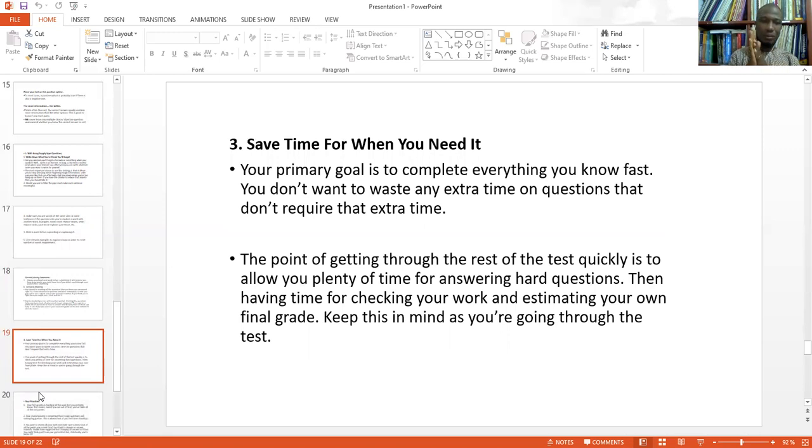Then we go to point three. Save time for when you need it. Your primary goal is to complete everything you know fast. You don't want to waste any extra time on questions that don't require that extra time. The point of getting through the rest of the test quickly is to allow you plenty of time for answering hard questions, then having time for checking your work and estimating your own final grade. Keep this in mind as you are going through the test.